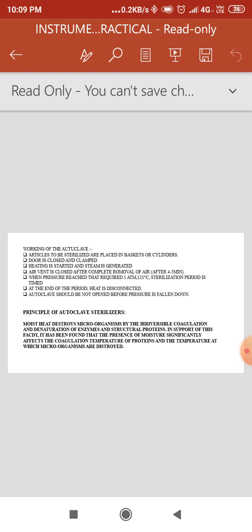Then the door is closed and clamped, heating is started and steam is generated. The air vent is closed after complete removal of air, that is after 4 to 5 minutes, like a pressure cooker. When the pressure reaches the required level, the sterilization period is timed. At the end of the period, heat is disconnected, and the autoclave should not be opened before the pressure has fallen. So this is the procedure you have to follow, and when you come to our practical physically, I will show you everything.